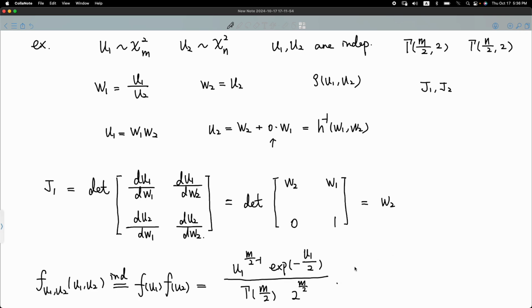And similarly, we have the following for u2. So u2 raised to n over 2 minus 1, and then exponential of negative u2 over 2, and then you have a gamma function of n over 2, and 2 raised to the power of n over 2. So here we are just using the gamma density function, using the alpha and beta from here, and rewriting x as u1 and u2. The reason for that is that they are independent, so you can write it as the product of the marginals.